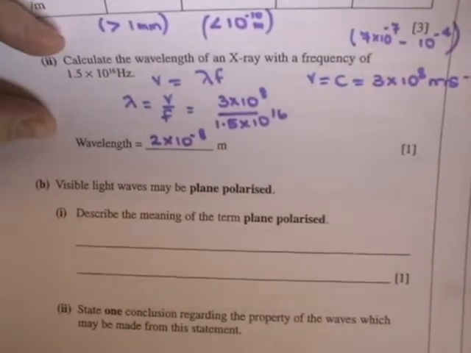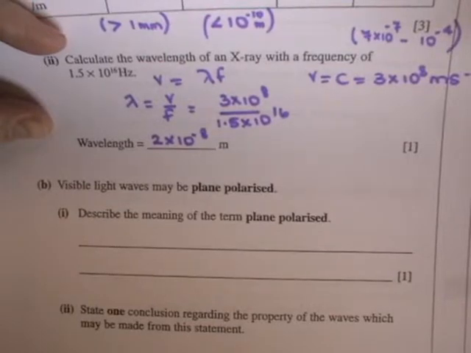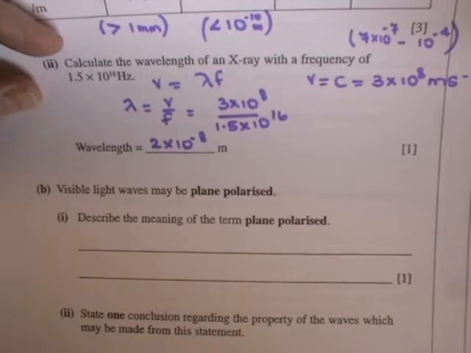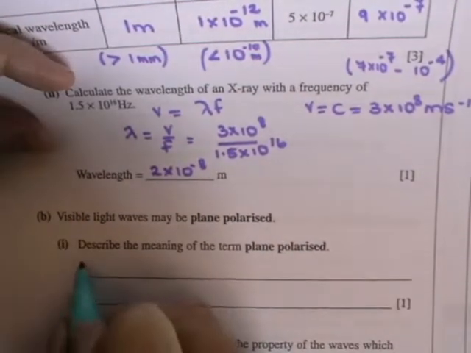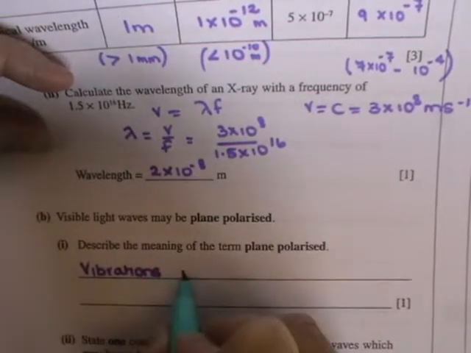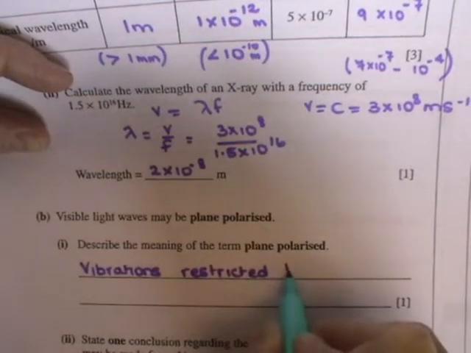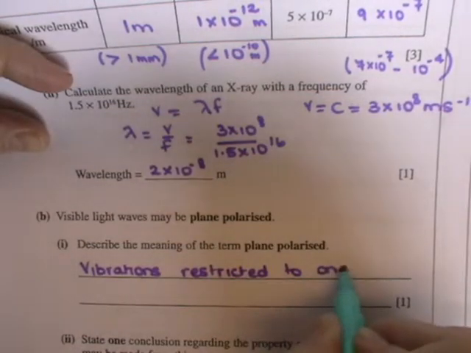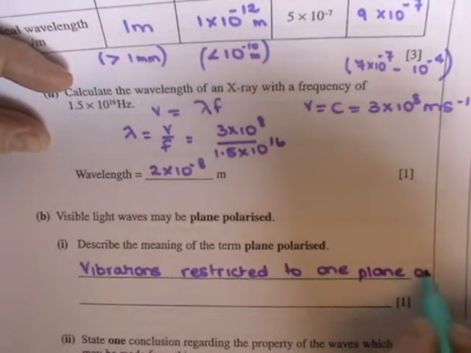Visible light waves may be plane polarized. Describe the meaning of the term plane polarized. And here again, we have met that question not that long ago, and this does come up very often. So a plane polarized wave is one where the vibrations are restricted to one plane only.